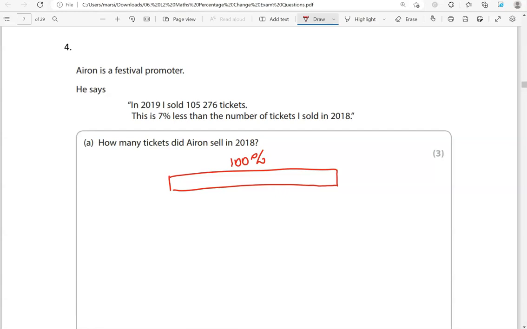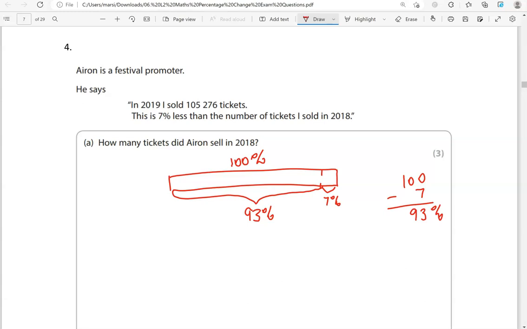The 2019 number is 7% less, so maybe 7% here. So what is left is 93%. So 100 take away 7% gives us 93%. So the 2019 number is worth 93% of the 2018 number, if it makes any sense.